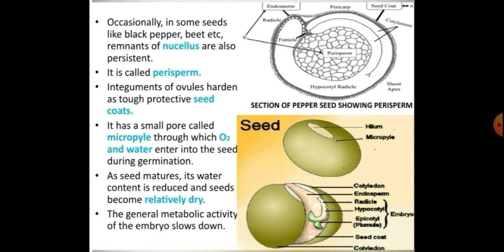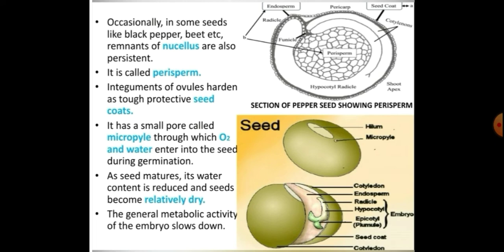Some seeds have a small pore called the micropyle. Here you can see the micropyle. This is the part through which oxygen and water enter the seed. That helps with oxygen and water entrance, which is very much needed for the process of germination of the seed.